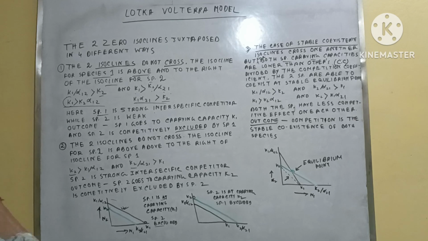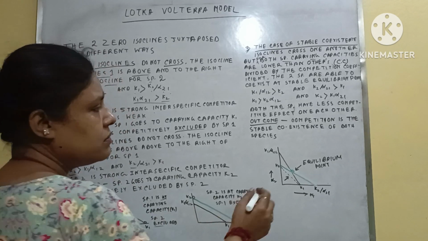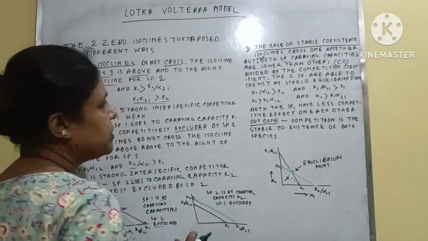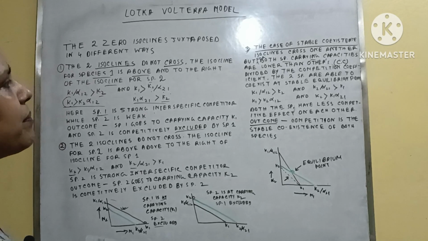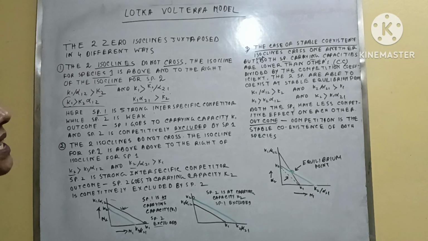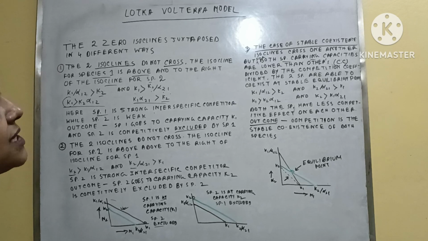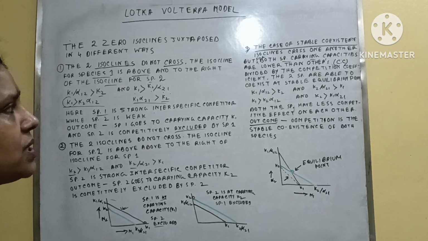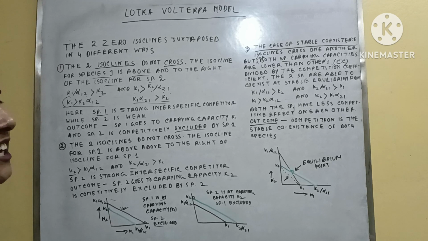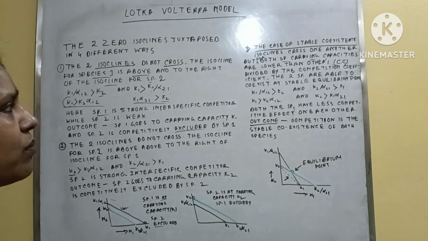Okay, I forgot to write this equilibrium point. So what is happening here? Here is the case of stable coexistence. Stable coexistence means both species are stable, neither is greater than the other. Okay, they are both stable.